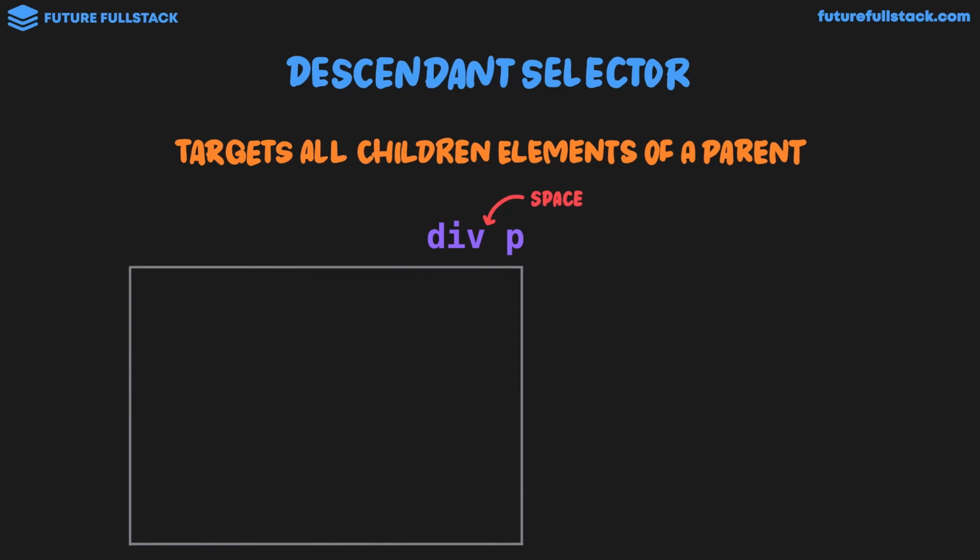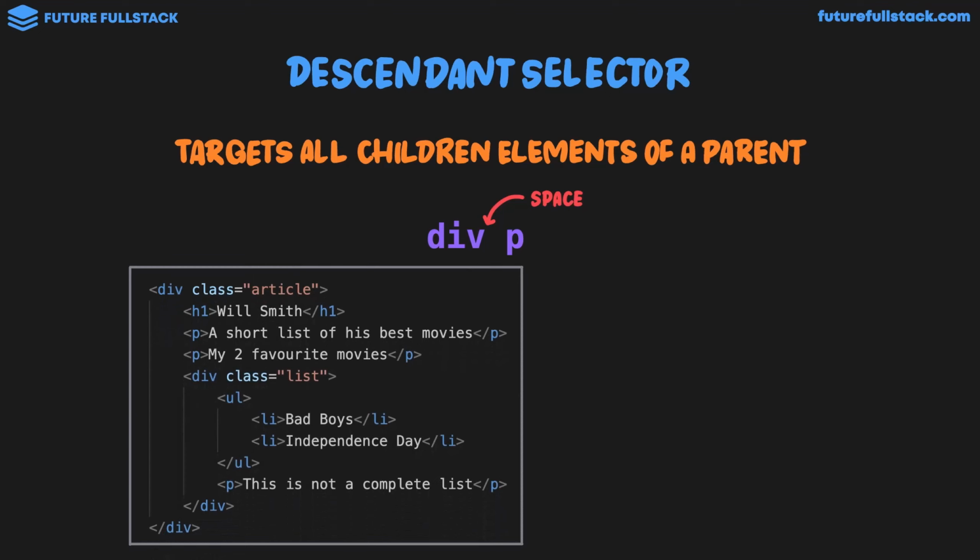Let's have a look at a snippet of HTML to see how this works. This HTML is a short article of my favorite Will Smith movies. We've got a containing div element with the class of article, and inside the div we have an h1, 2 paragraphs, and then another div which contains an unordered list and a paragraph. So let's look at a CSS rule and see the descendant selector in action.